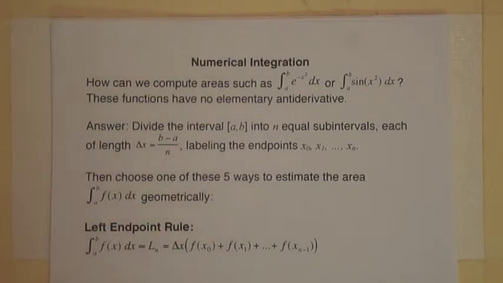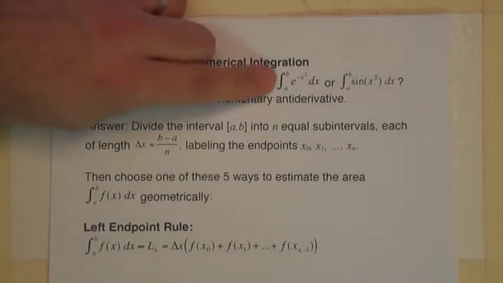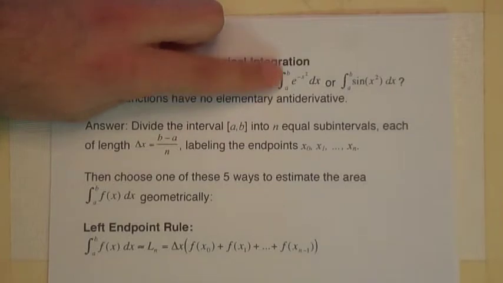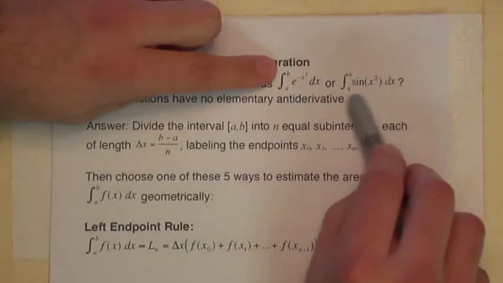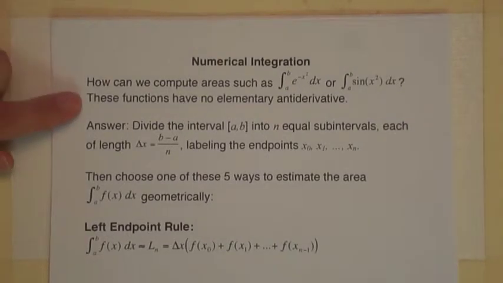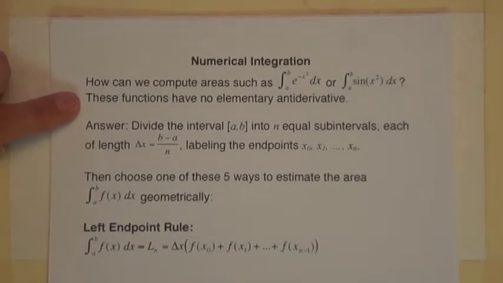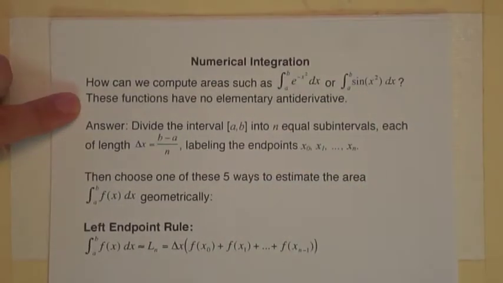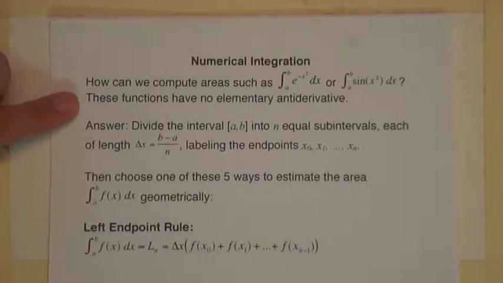The question for today is, how can we compute areas such as the area under the curve y equals e to the negative x squared from a to b, or sine x squared from a to b? The problem with these functions is that they have no antiderivative. So we can't just take the antiderivative and plug in a and b and subtract. Instead, we have to compute these areas with a numerical estimate.